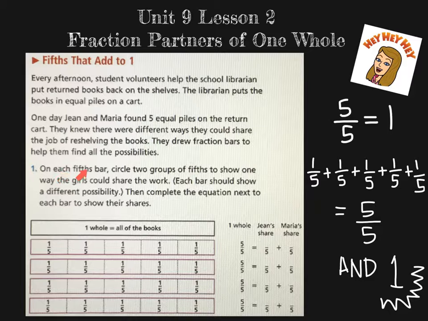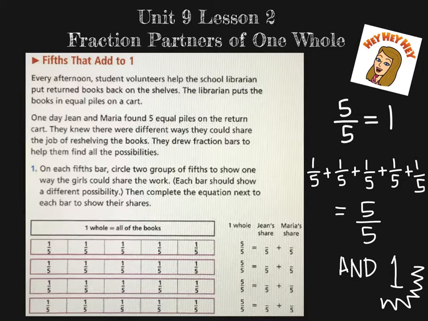On each fifths bar, so remember that means that the whole bar has been split into fifths, or 5 equal parts, circle 2 groups of fifths to show one way the girls could share the work. Each bar should show a different possibility. Then complete the equation next to each bar to show their shares.